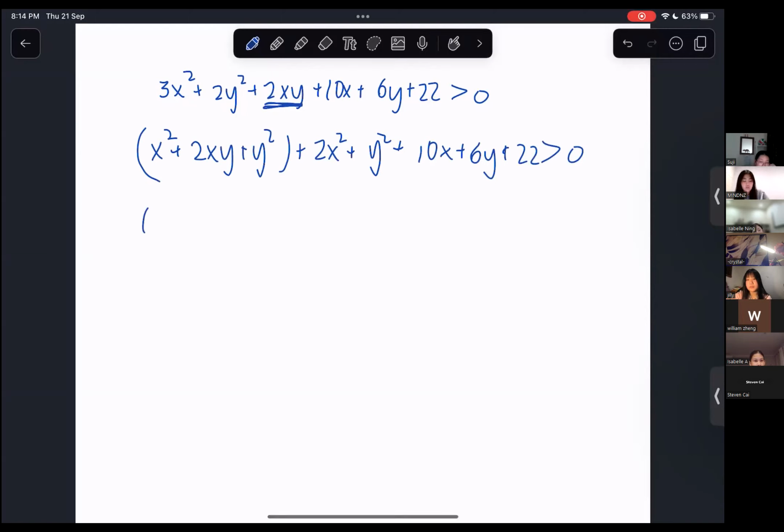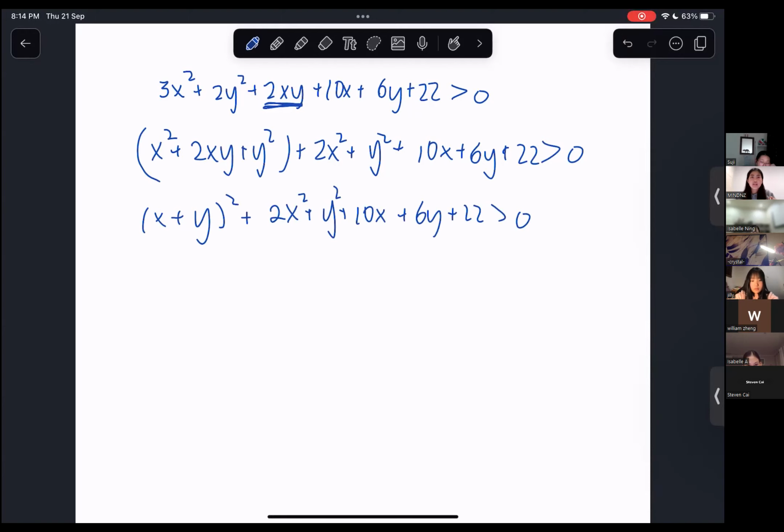And then what we can do is something like this. And there are some different ways you can go from here. What did people have in mind?